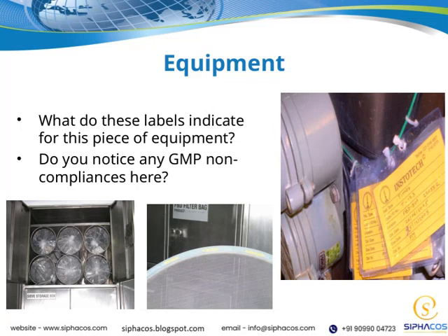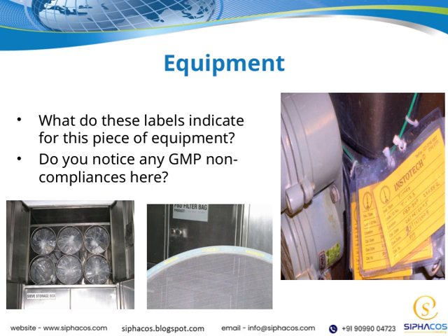What do these labels indicate for this piece of equipment? Let's take a closer look at what the labels are telling us. They typically include important information like the equipment ID, manufacturing date, and maintenance history. All of these details help ensure we're using the right equipment in the right way, and that it's compliant with GMP standards. Now, do you notice any GMP non-compliances here?